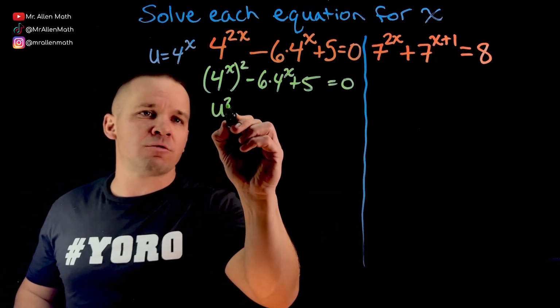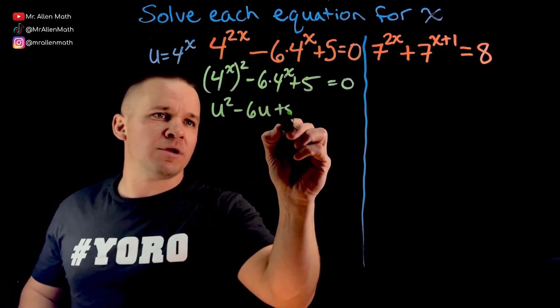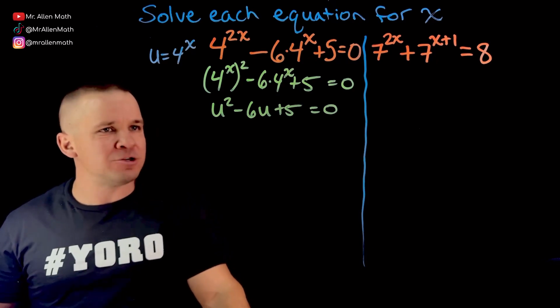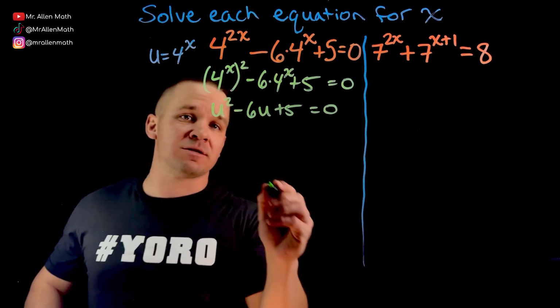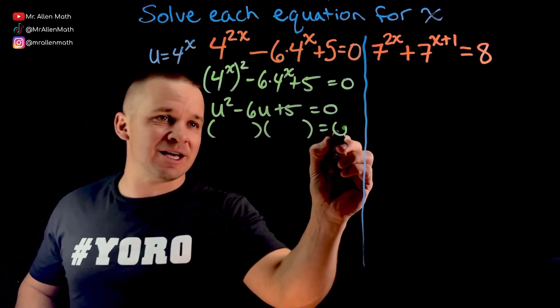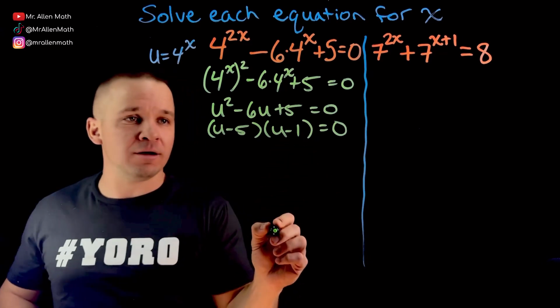So I'm going to have u squared minus, we got 6. That could become u, right? Plus 5 equals 0. Ooh, I have myself a quadratic equation, which I can hopefully factor and solve. Let's see here. Does anything multiply to 5 and add to negative 6? Why, yes, it does. Negative 5 and negative 1.